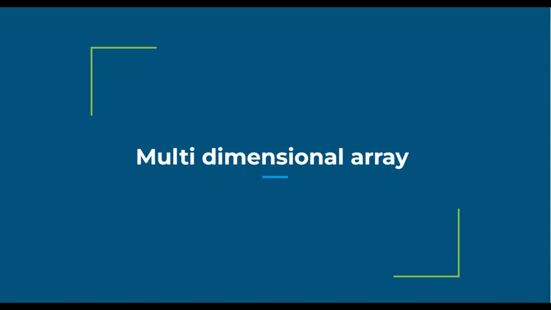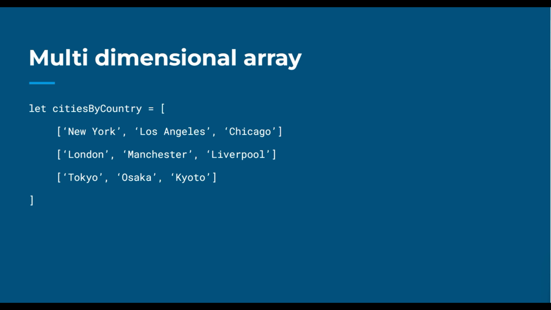So today, we will work on a multi-dimensional array. They are created by nesting arrays inside arrays. For example, we have an array named citiesByCountry that contains 3 subarrays, each representing a list of cities from a different country. Now, let's see how we can access specific cities from these subarrays using JavaScript indexing.